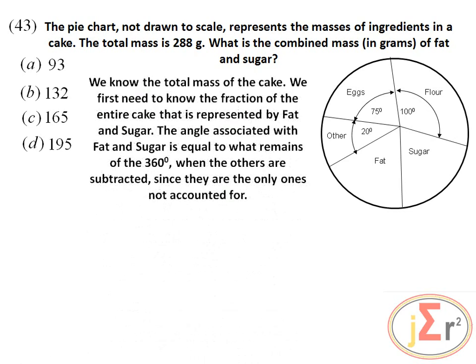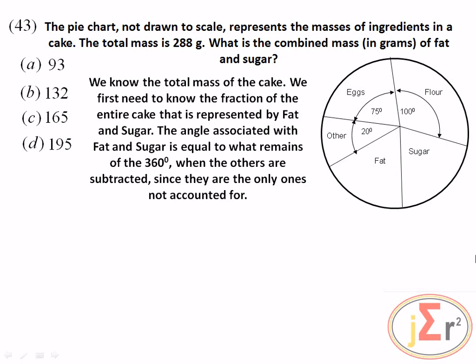We know the total mass of the cake. We first need to know the fraction of the entire cake that is represented by fat and sugar. Where is fat and sugar? Right here. Good. The angle associated with fat and sugar is equal to what remains of the 360 degrees when the others are subtracted, since they are the only ones that are not accounted for.